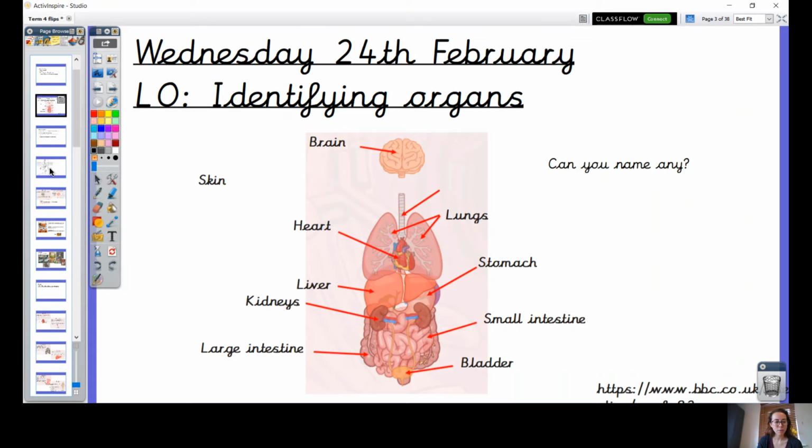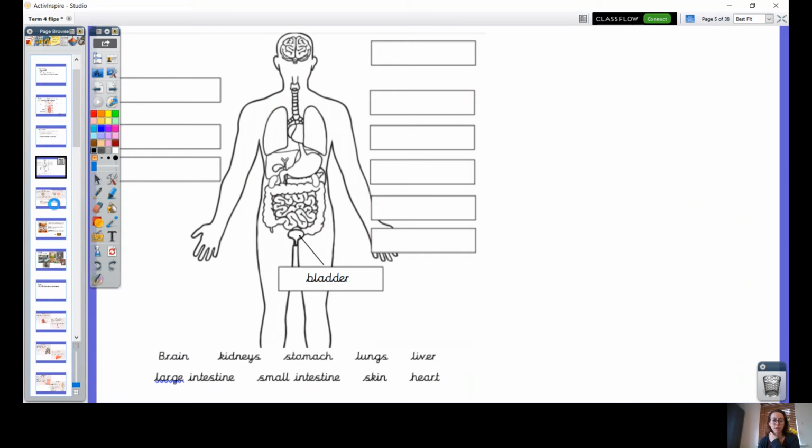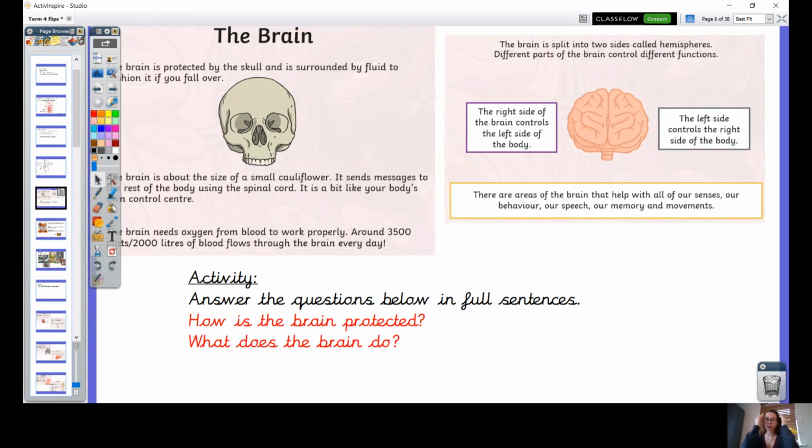Well done. Okay, let's move on to the next part of our lesson. So we're going to hone in just on the brain for the moment. We're going to focus on the organ, which is our brain. The brain is protected by the skull and is surrounded by fluid to cushion it if you fall over. So inside your skull is your brain, and then there's some fluid or liquid, so it doesn't rub against our skull. It's really secure and protected within there.